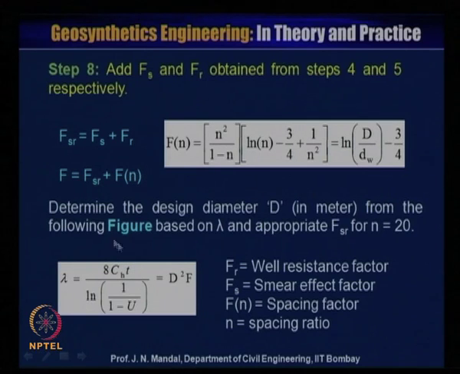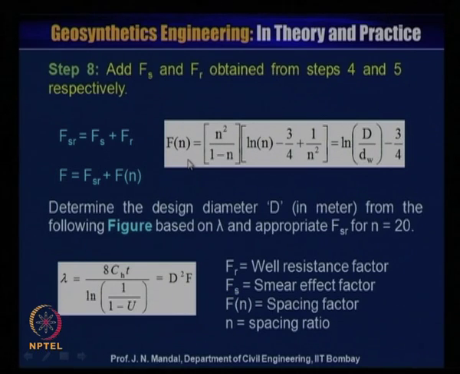Now, what is lambda? I will explain what we mean by lambda. Step 8, add Fs and Fr obtained from steps 4 and 5 respectively. So, total Fsr is equal to Fs plus Fr. Now, again F is equal to Fsr plus Fn. What is Fn?